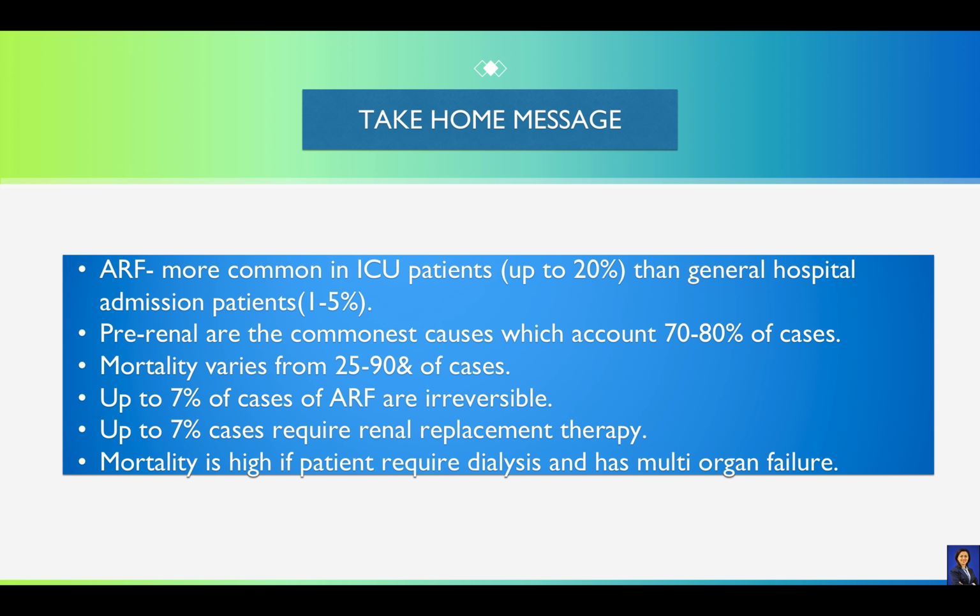So, take-home message: acute renal failure is very common in ICU patients, CCU patients or hospitalized patients rather than outpatients. Pre-renal is the most common cause, but post-renal is the most reversible cause of acute kidney injury. Mortality can be high. 7% of cases are irreversible, and 7% of cases might require renal replacement therapy because of progression to chronic renal failure. Mortality can be high if the patient requires urgent dialysis and has other organ damage as well. Thank you so much.